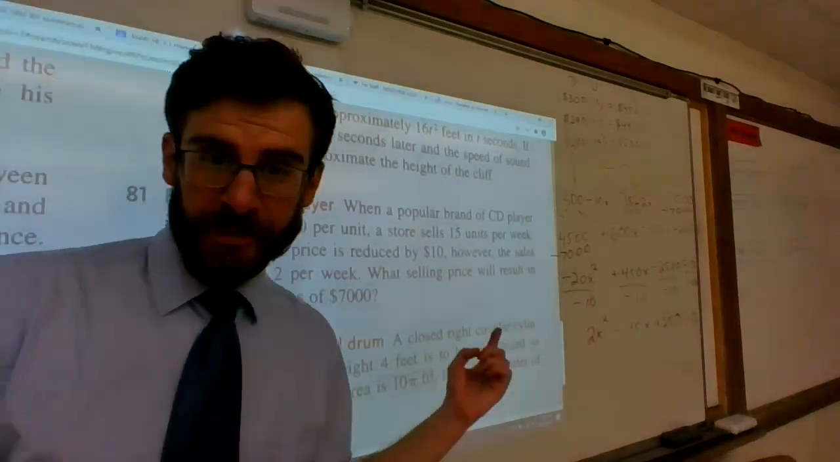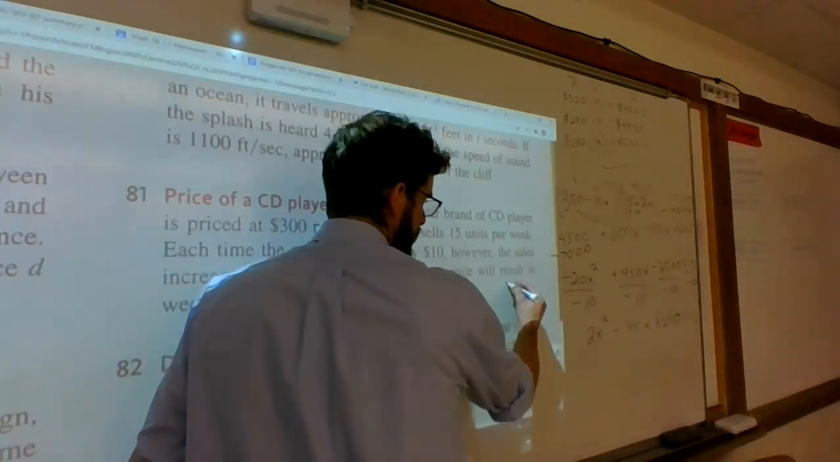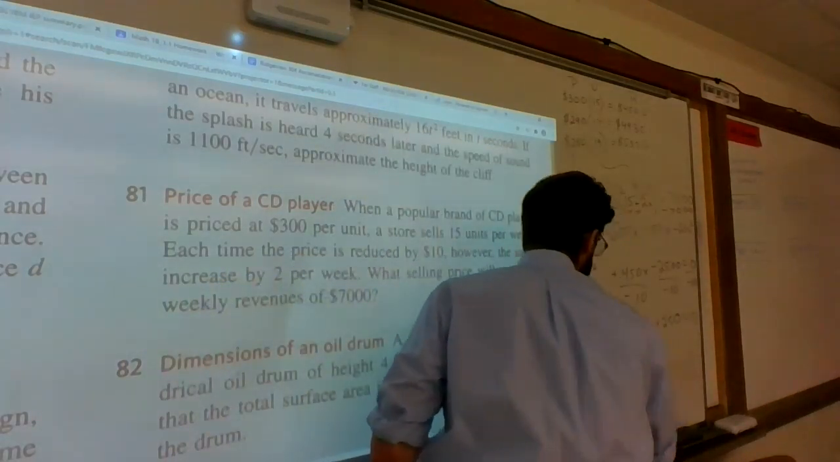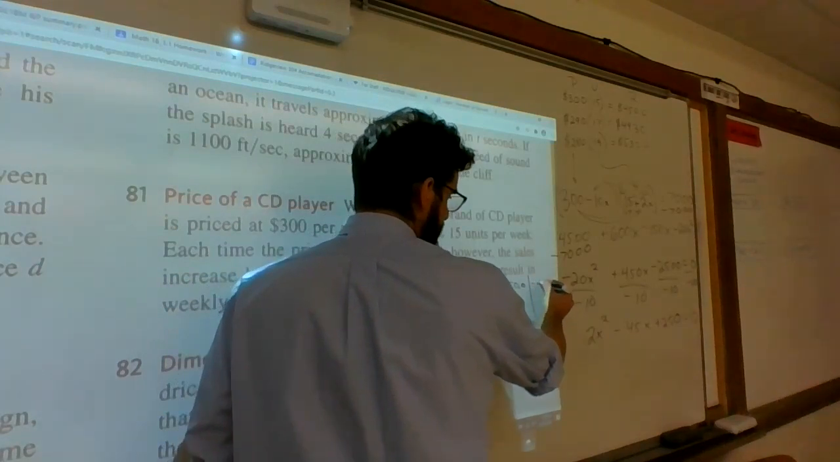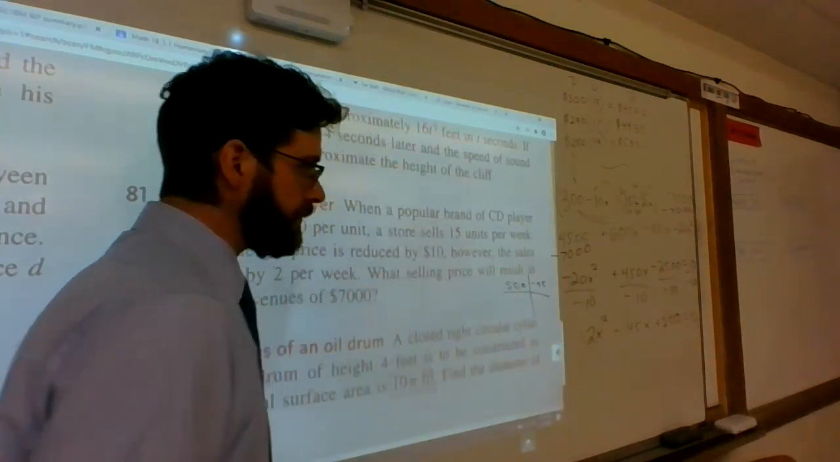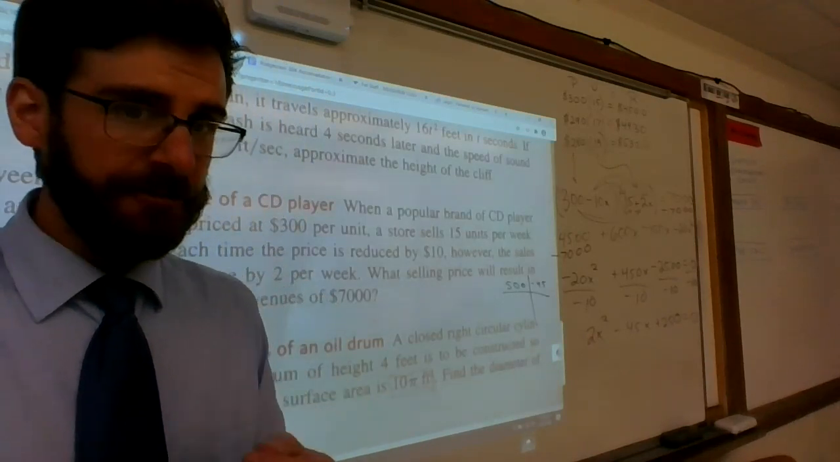All right, this is actually a factorable equation. What multiplies to give you 2 times 250, 500, and adds up to give you negative 45? It ends up being negative 20 times negative 25.